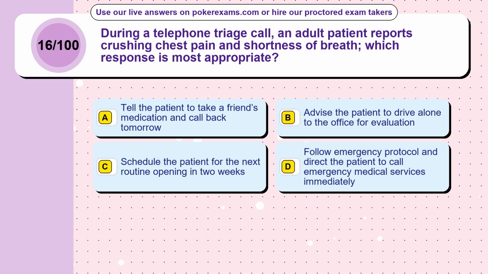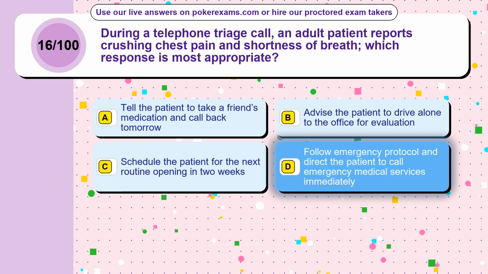Question 16. During a telephone triage call, an adult patient reports crushing chest pain and shortness of breath. Which response is most appropriate? Option A. Tell the patient to take a friend's medication and call back tomorrow. Option B. Advise the patient to drive alone to the office for evaluation. Option C. Schedule the patient for the next routine opening in 2 weeks. Option D. Follow emergency protocol and direct the patient to call emergency medical services immediately.